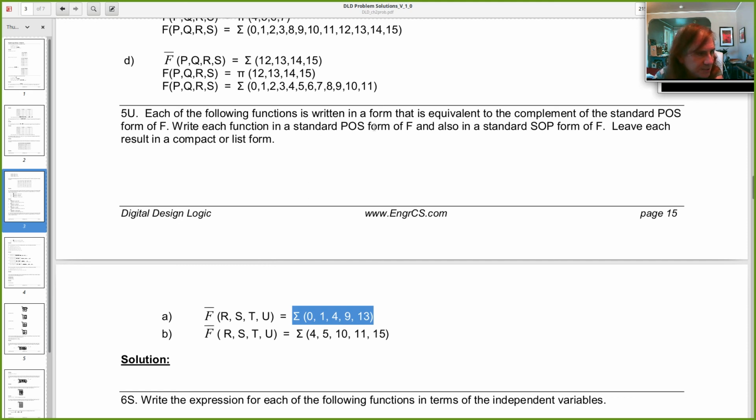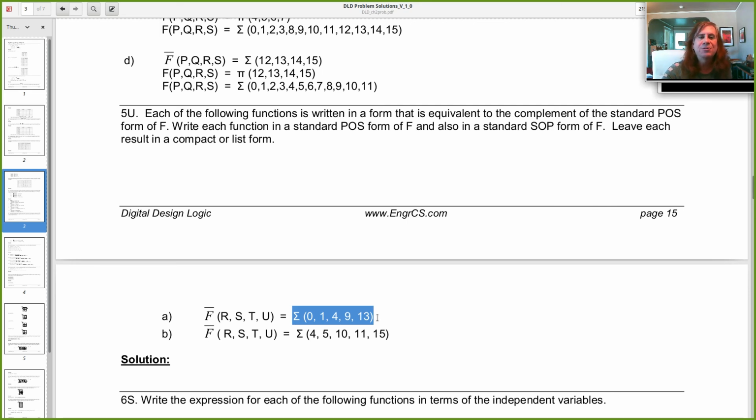Write each function in a standard product of sums and also in a standard sum of products. And you can do it in a compact form. So if F bar is equal to this, make a truth table for F, and then just write a sum of products and a product of sums for F in compact form.